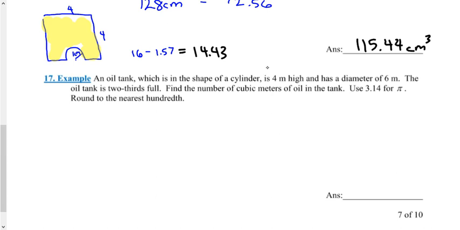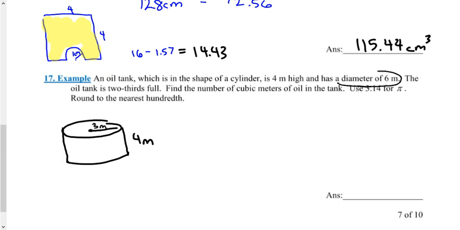All right, last one here for us to look at is an oil tank, which is in the shape of a cylinder, is 4 meters high and has a diameter of 6 meters. So it's a cylinder. If it has a diameter of 6, then that means that the radius is going to be 3 meters. Keep that in mind. Because our diameter is 6, that means our radius is 3. So we always kind of want to make sure we know what we're talking about. Now the last part of this that you definitely want to pay attention to is it's only 2/3 full. We'll get to that in a minute.